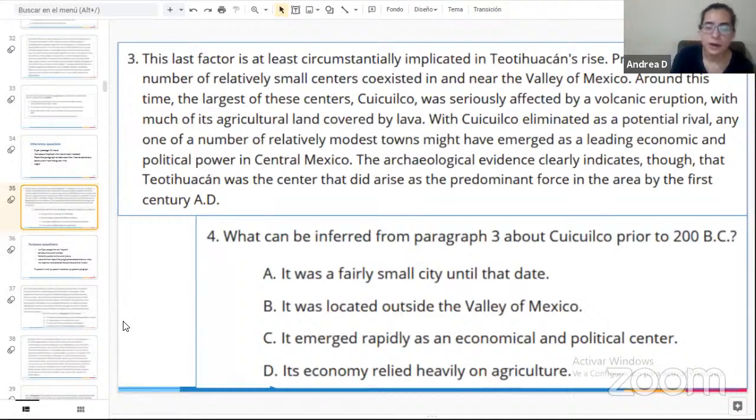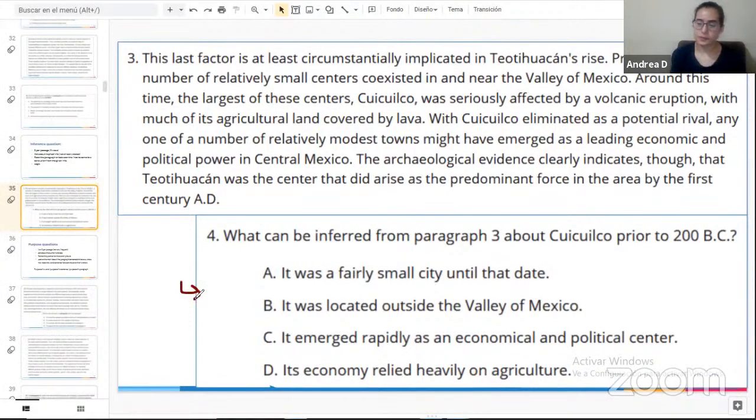Will you guys please read the question for me? Yes, teacher. What can be inferred from paragraph 3 about Cuicuilco prior to 200 BC? It was a fairly small city until that day. It was located outside the Valley of Mexico. It emerged rapidly as an economic and political center. Its economy relied heavily on agriculture.